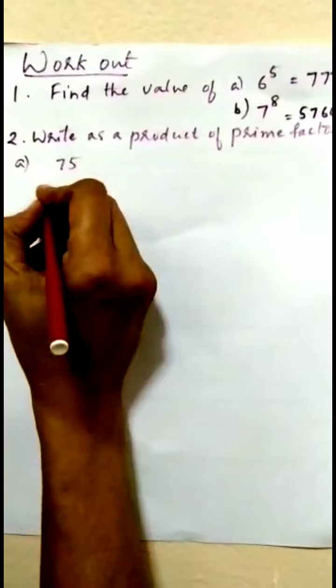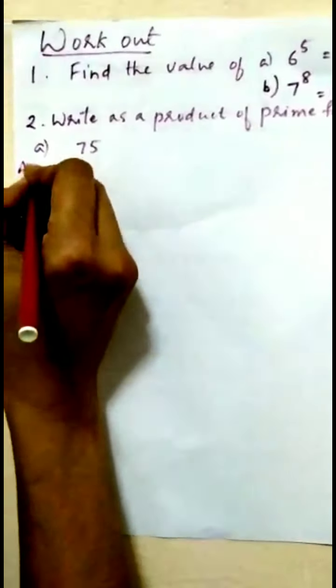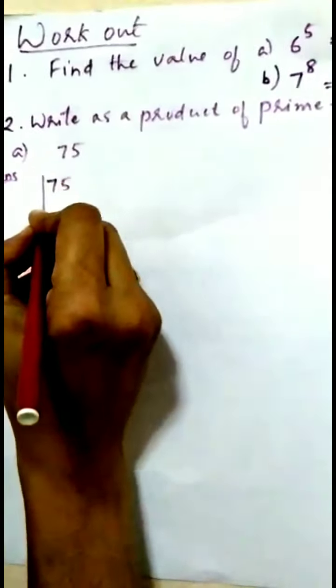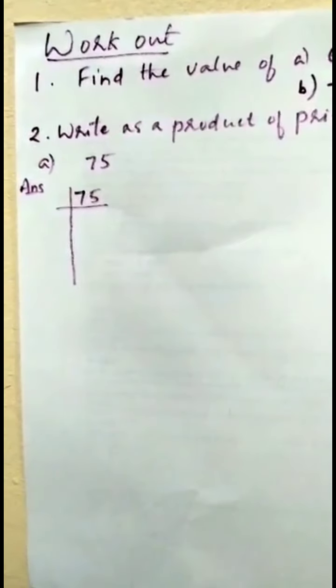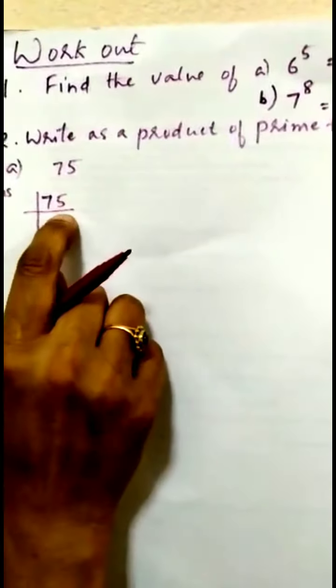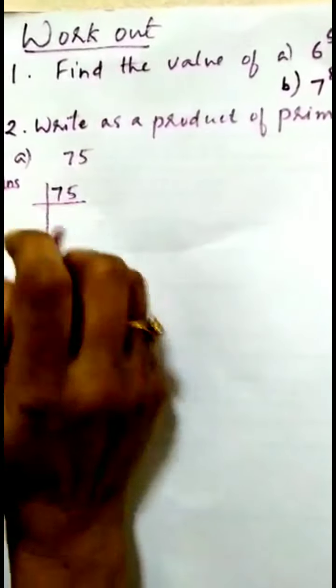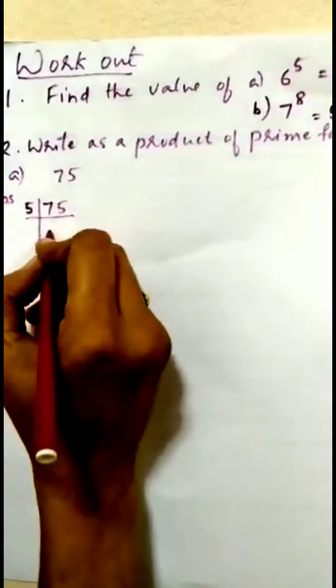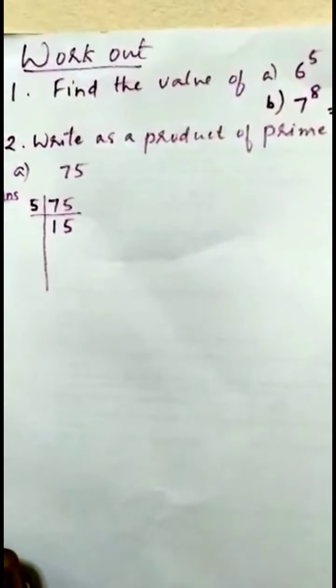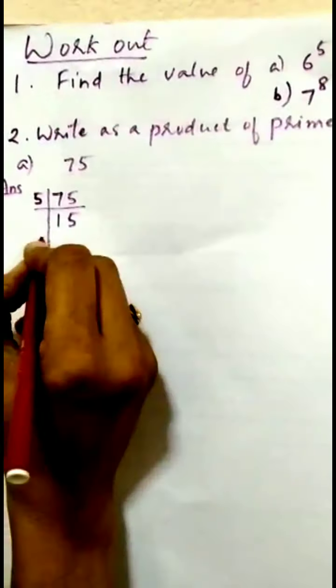So for that we have to use this method, it is better. 75 has a factor of 5. The last number is 5. A number ending in 5 or 0 is divisible by 5. So you can start by dividing by 5. 75 divided by 5 is 15. Division by 5 you can find out using the calculator.